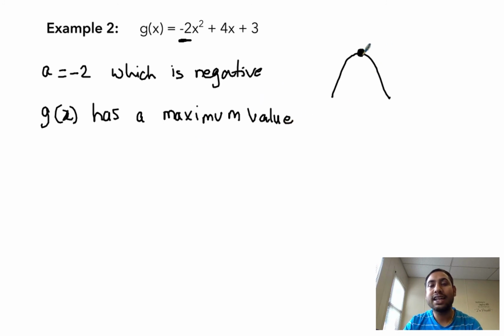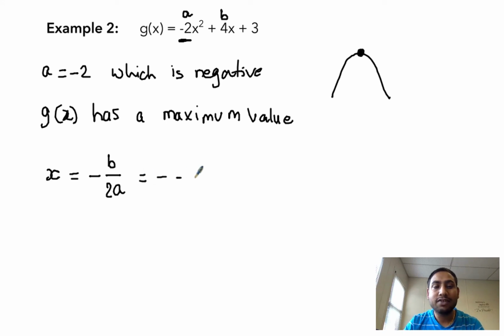Now, if we could find the y value of the vertex, that would be the maximum value of the function, okay? Now, there's a formula to do that. So we'll start with the x value. The x value of the vertex is going to be given by x equals -b over 2a. Okay, so we just have to plug in the values of a and b in here. So here we've got the a value, -2, and then b is 4, right? So let's plug that in here.